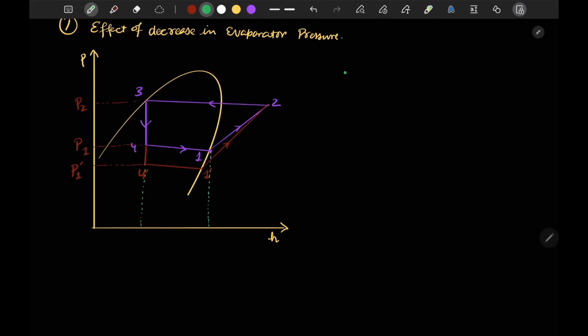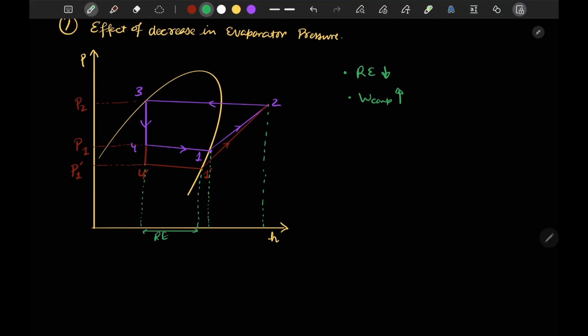Now if we decrease the evaporator pressure, our refrigeration effect decreases. Now this amount is our refrigeration effect, so its value decreases, first point. The second point is the compressor work. What is compressor work? It is H2 minus H1. So this was H2 and this was H1. From here we can say that H2 minus H1 is less than H2 dash minus H1 dash, so the compressor work increases.